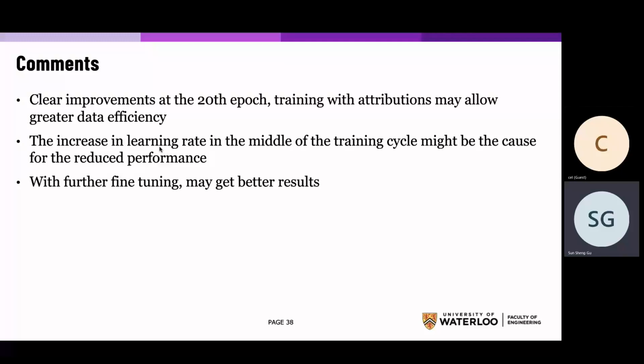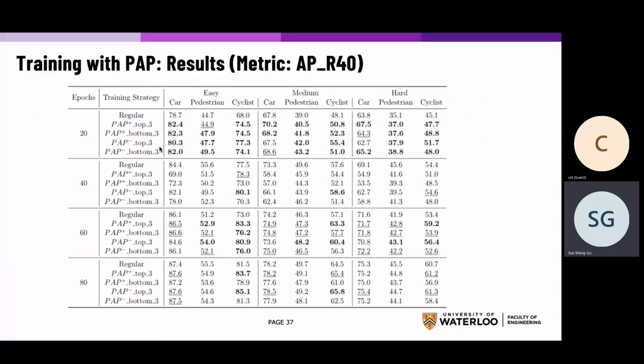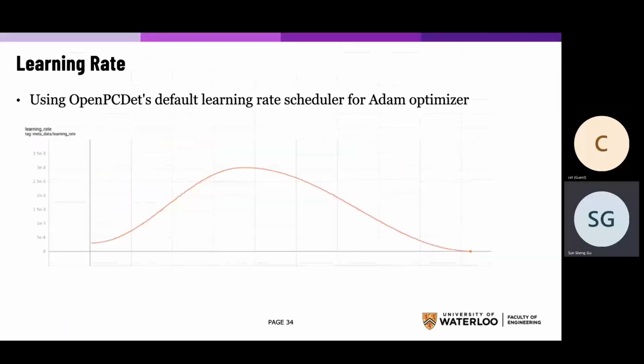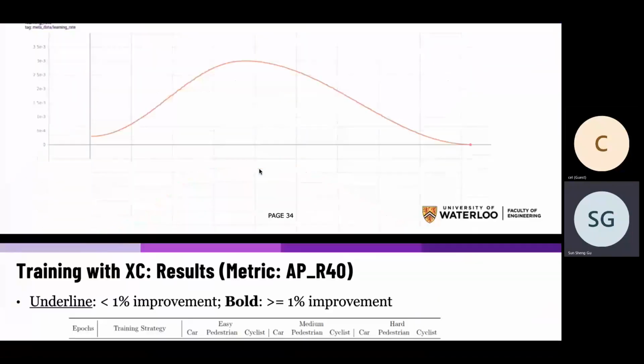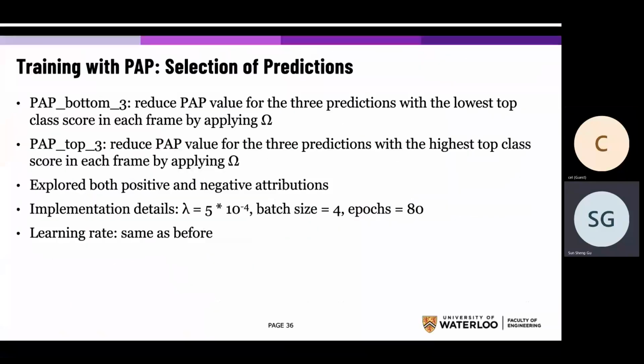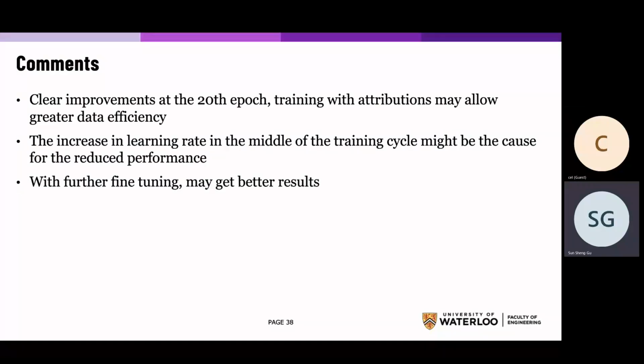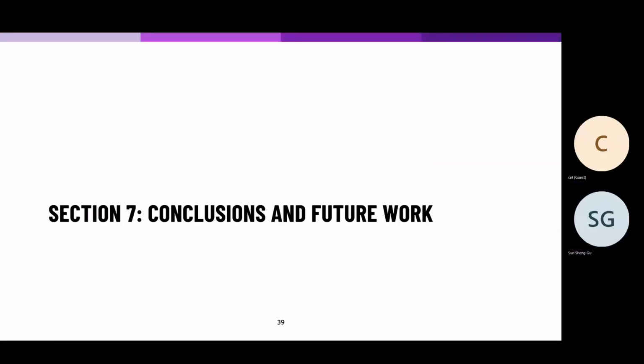And also the increase in learning rate in the middle of the training cycle. Let's go back to this part, right? Perhaps the increase of the learning rate at the middle of the training cycle might be the reason why we are getting such bad performance at the 40th epoch in the middle of the training cycle. So to get better results, further tuning might be required.